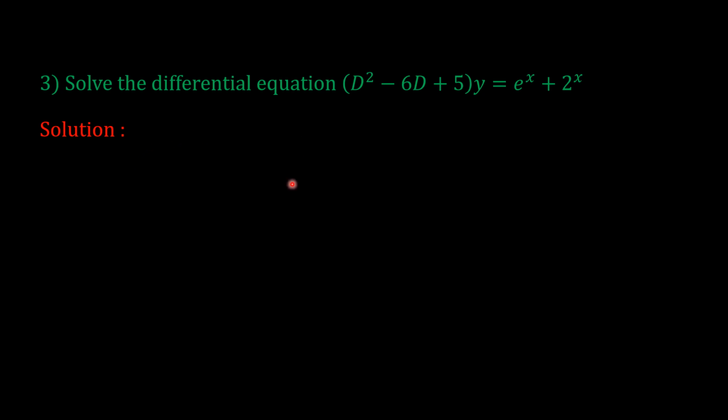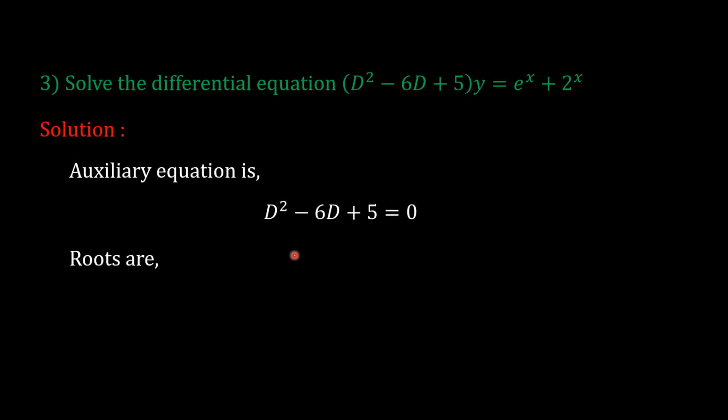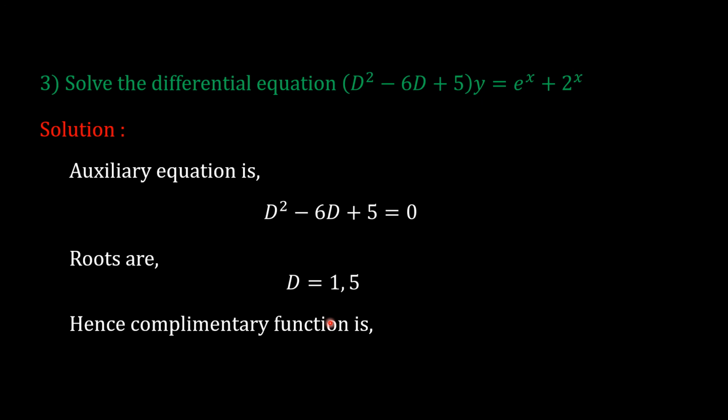Solve the differential equation (d square minus 6d plus 5) of y is equal to e raised to x plus 2 raised to x. Let us see how to solve this. Solution. Auxiliary equation is d square minus 6d plus 5 is equal to 0. Roots are 1, 5, which are real and distinct roots. Hence, the complementary function is yc equal to c1 e raised to x plus c2 e raised to 5x, which is the required complementary function. Now we will find the particular integral.